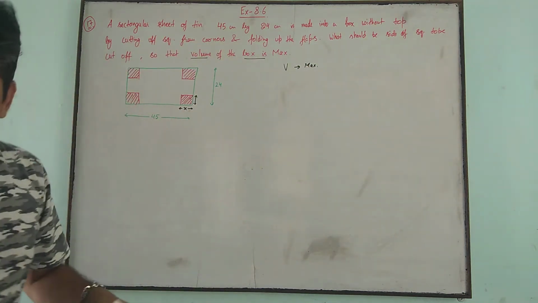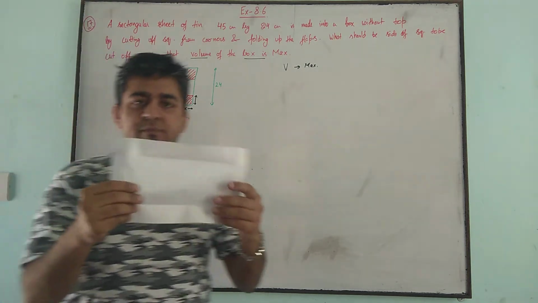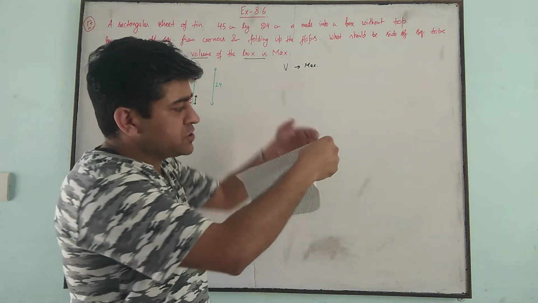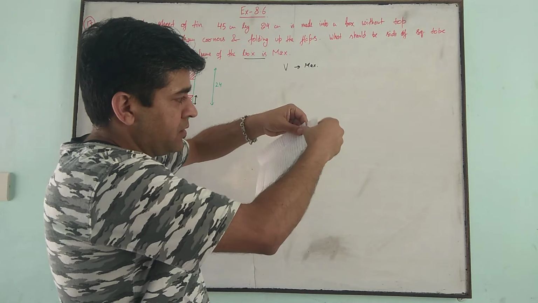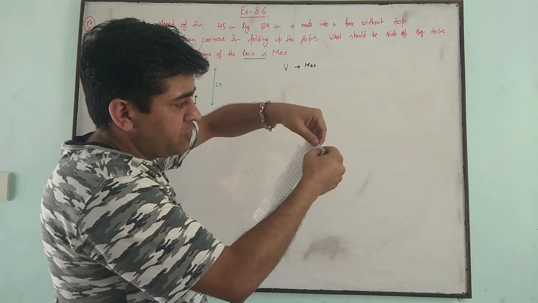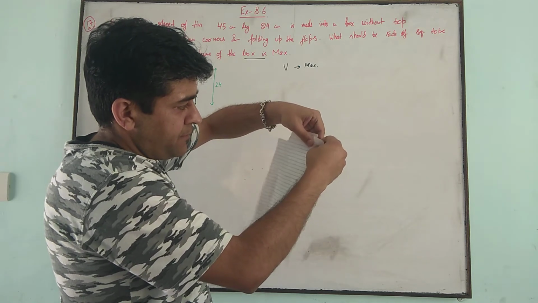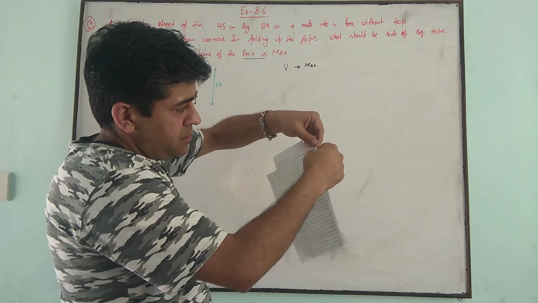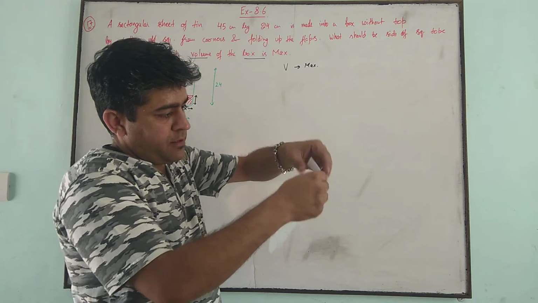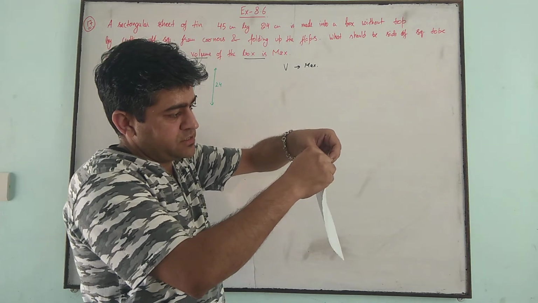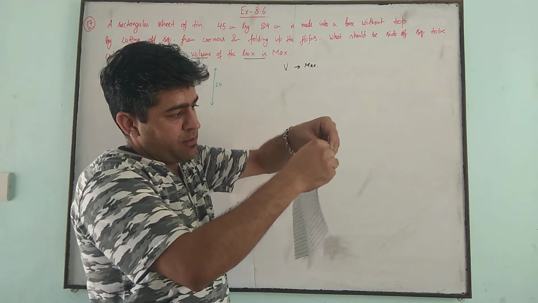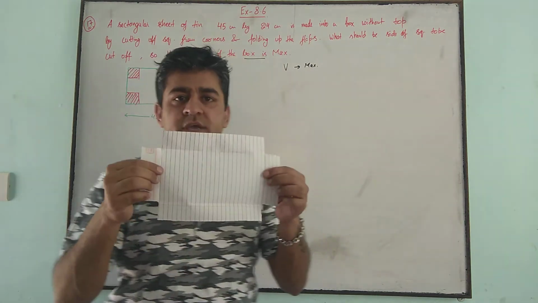Now see, this is the same sheet I have taken, 45 by 24, and what he is saying is, from each corner you cut a square piece of equal size, and see what you will get is, on each side you will get the flaps. So this kind you will get.